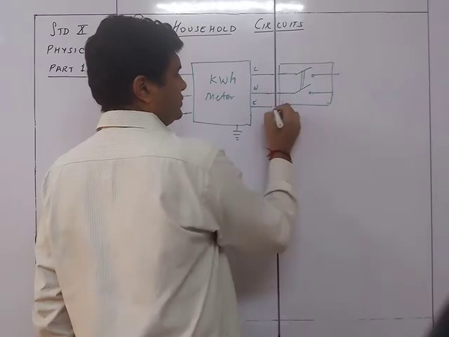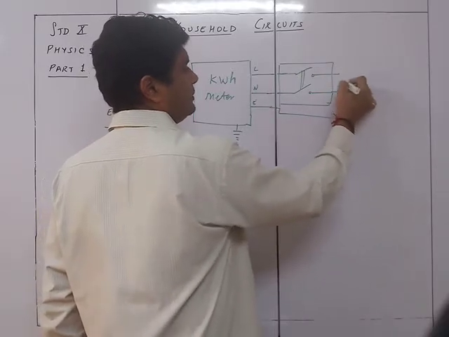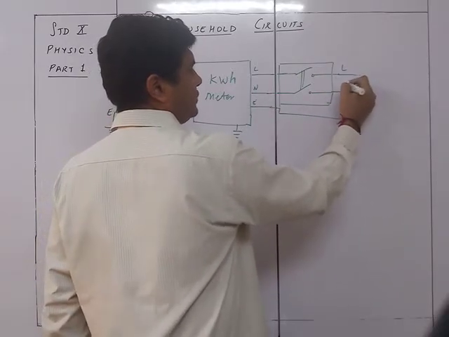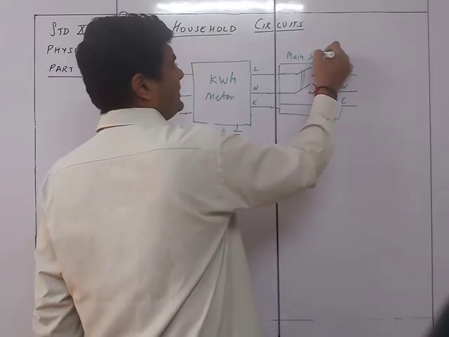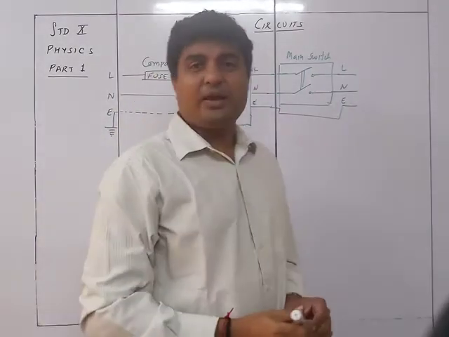This is the main switch. The earthing definitely goes directly over here. So this is line, this is neutral, and this is earth. This is the main switch. Now why is this main switch there? The main switch is double pole.